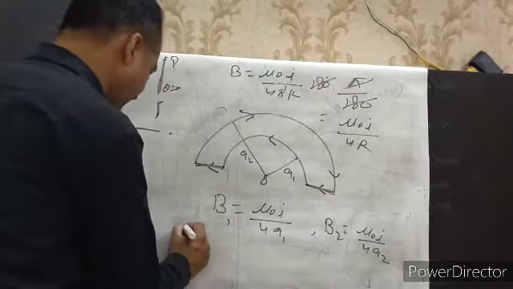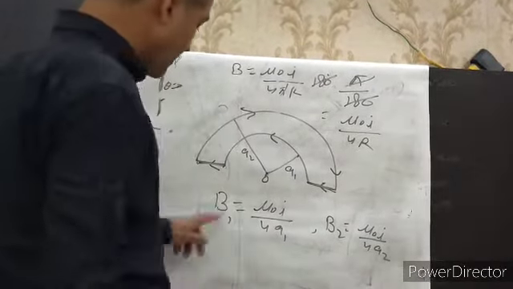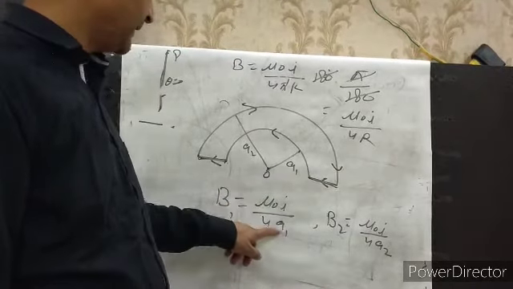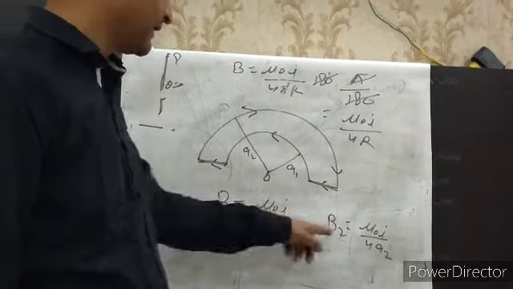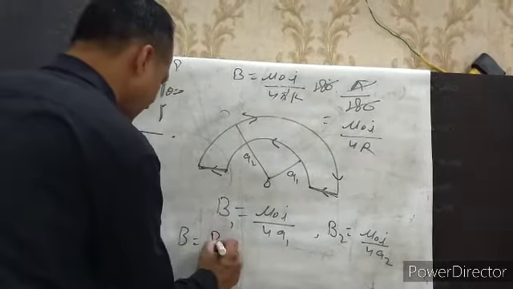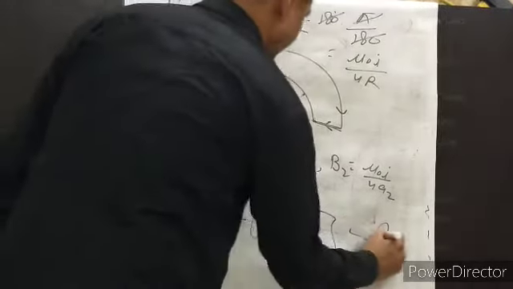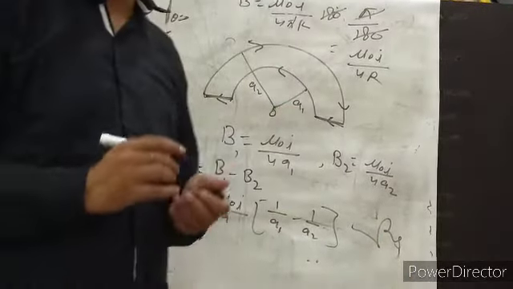Then the net magnetic field is B equals, which one is greater? A1 is smaller, and it is inversely proportional to the magnetic field, so B1 is greater than B2. Then this is B1 minus B2. What is common? Mu naught I by 4 is common. This is 1 by A1 minus 1 by A2. This is your answer. Is it clear to you? Okay? Thank you.